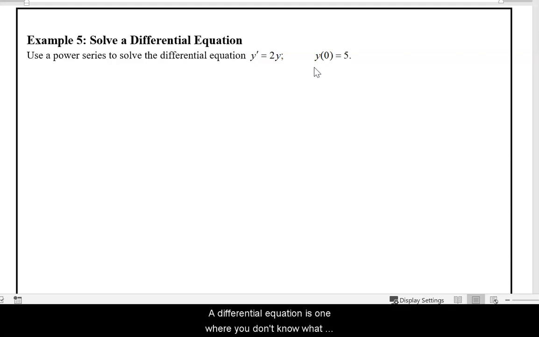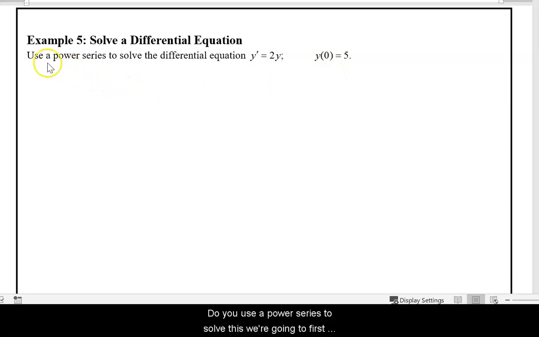A differential equation is one where you don't know what the function is to start with. I don't know what y is. Y, of course, is replacing f of x, so what I'm telling you is I don't know the function f. Instead, what I know is that the derivative of this function, y, is equal to 2 times the same function. This is what's called a differential equation, where I know something about the derivative of the function in relation to the original function itself. The initial value makes the entire thing an initial value problem.